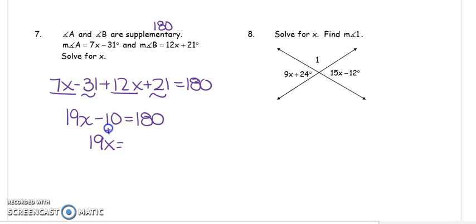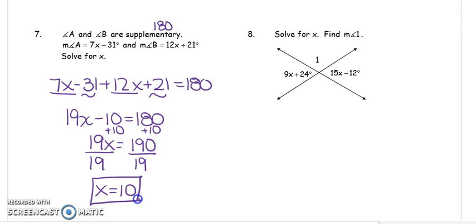If I add 10 on both sides, I've got 19x equal to 190. And then dividing by 19, I've got x to be equal to 10.